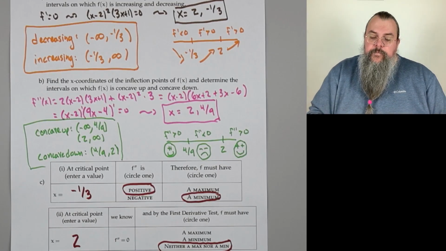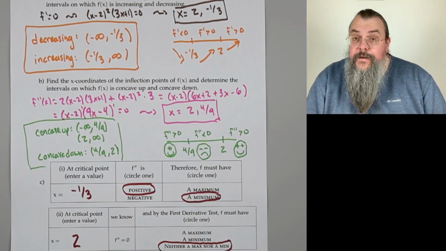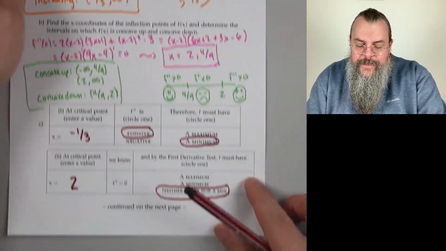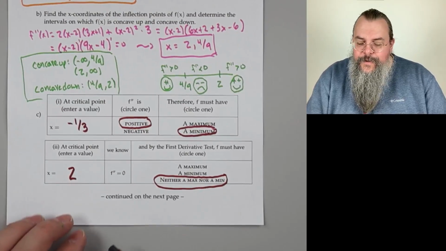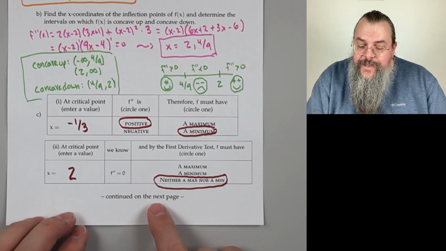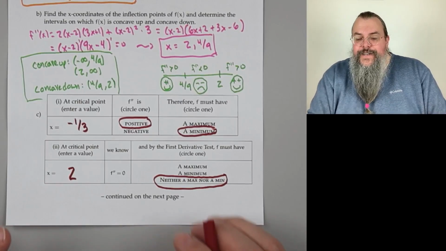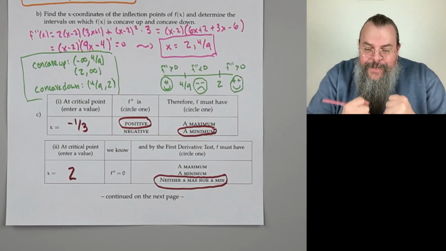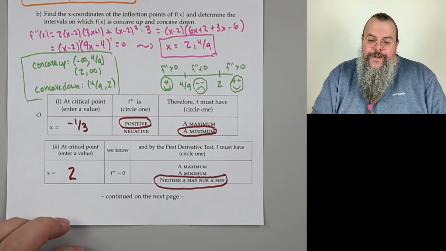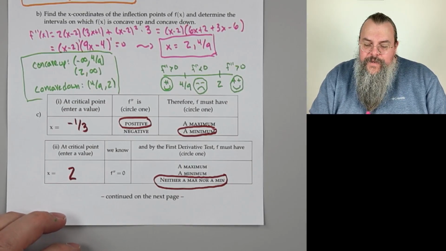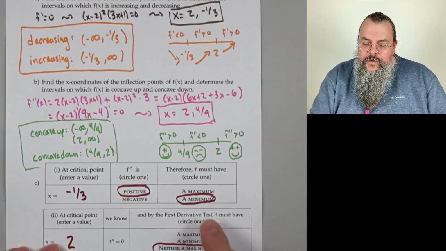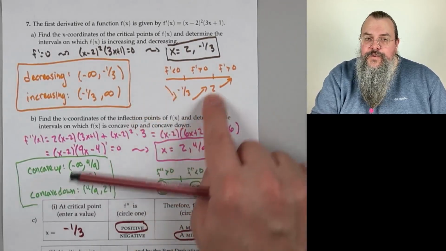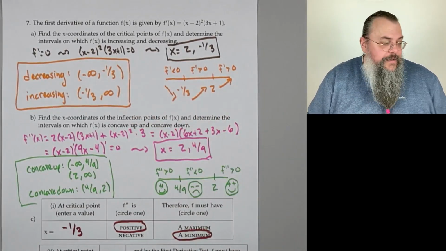All right. Well, what's left? Are we done? No. We continue on the next page. Oh, just when you thought you were out, it pulls you back in. All right, that's okay. We're happy to see that. And of course, we can see that it's going to be a minimum because we see down and up. So that's good that we see that.